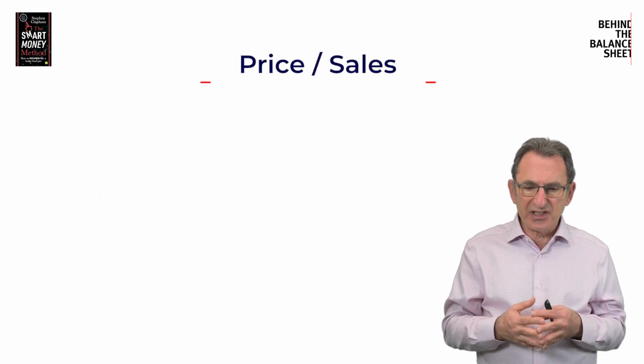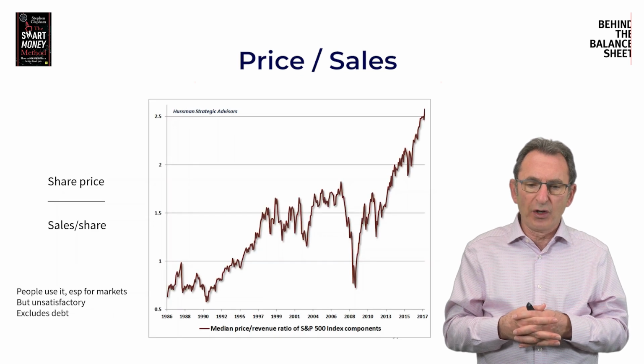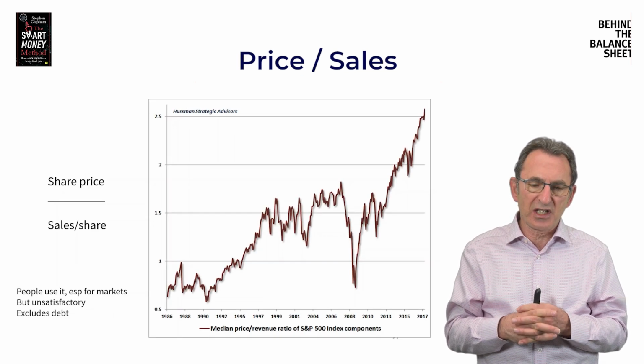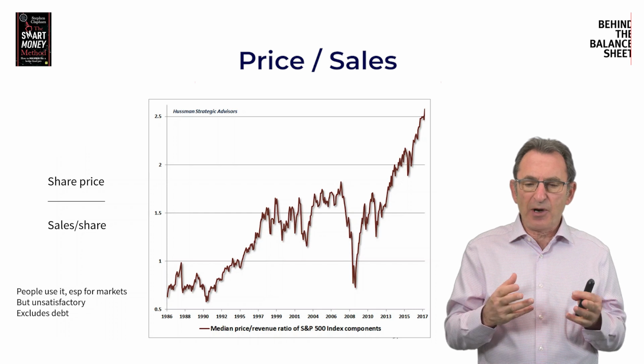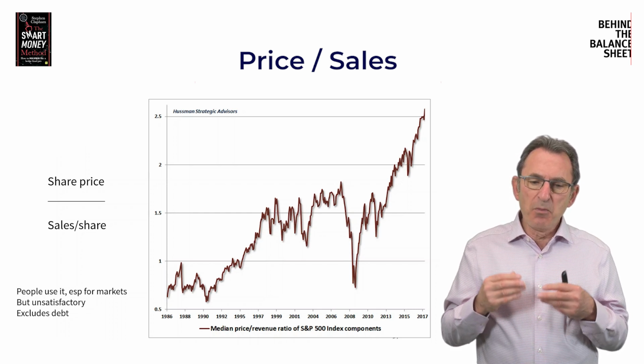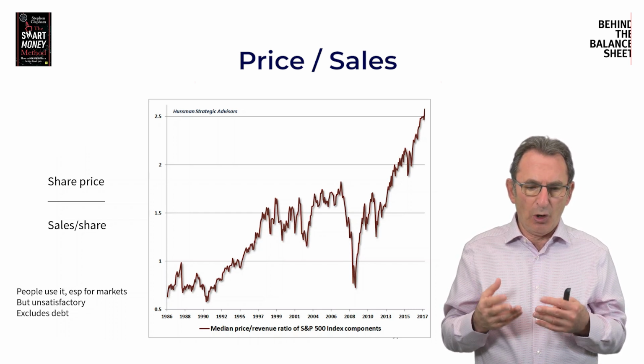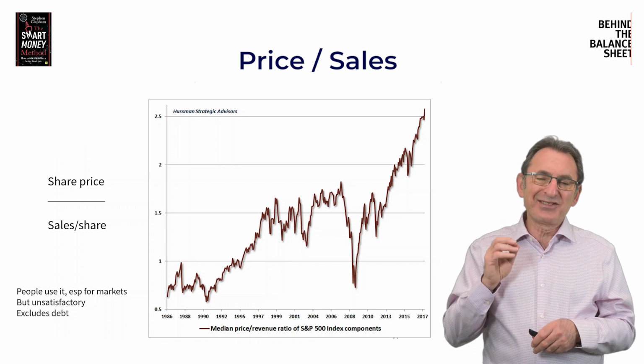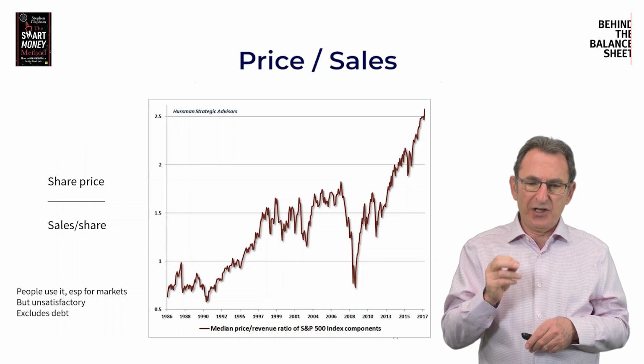And then here's price to sales. This is a chart from John Hussman, Hussman Strategic Advisors. This is the share price over the sales per share. It's most often used for the market as a whole. I think it's a really bad ratio to use.